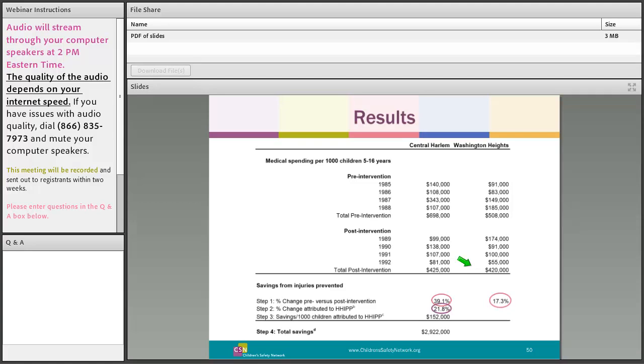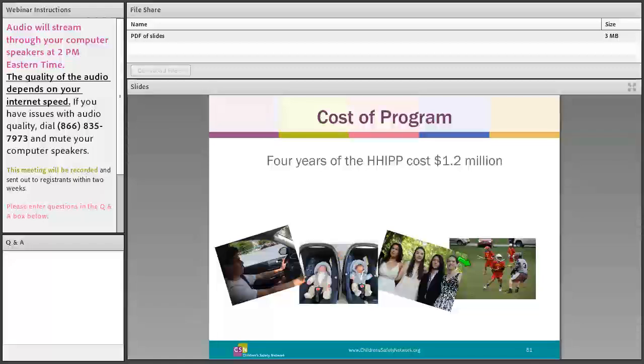That comes out to a savings of $152,000 saved in injuries prevented per 1,000 children in Harlem. The total savings being $2.9 million, $2.922 million saved by the program. So keep that number in mind, because let's do our benefit cost analysis.